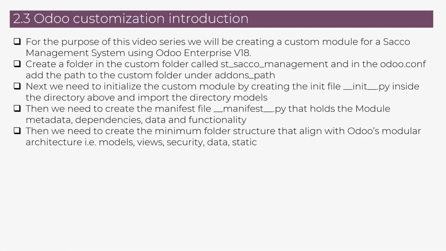Next part, we are going to begin the Odoo customization. So for the purpose of this video series, we will be creating a custom module for a circle management system using Odoo Enterprise version 18. So we're going to create a folder in the custom folder. You can name your custom module any name, but for us we're going to call it SoftIQ Technologies Circle Management, and in the Odoo config file we are going to add the path to the custom folder.